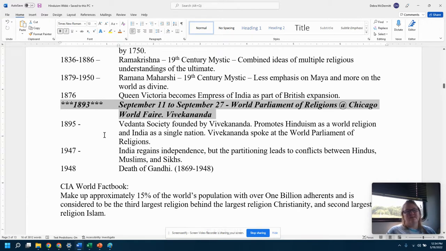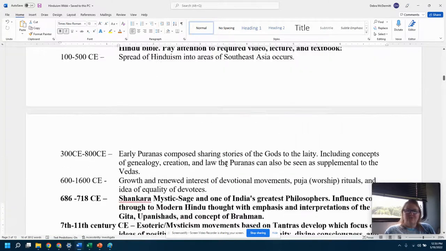All right, 1947, India regains independence, but the partitioning leads to conflicts between Hindus, Muslims, and Sikhs. 1948, the death of Gandhi. Like I said, in the main lectures that were recorded in the classroom, I do go a little bit more in depth on some of these, but because you do have the textbook, and I'm trying to really decrease the amount of time of these videos, we're not going to go much deeper in regards to the history.